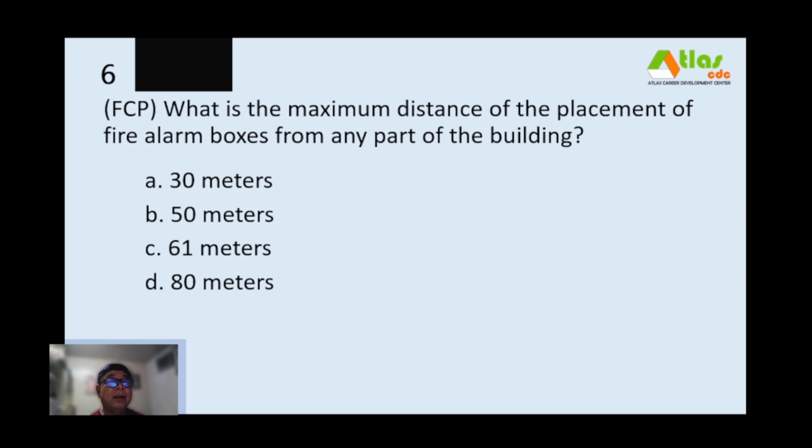And number 6, according to the fire code, what is the maximum distance of the placement of fire alarm boxes from any part of the building? A. 30 meters. B. 50 meters. C. 61 meters. And D. 80 meters.